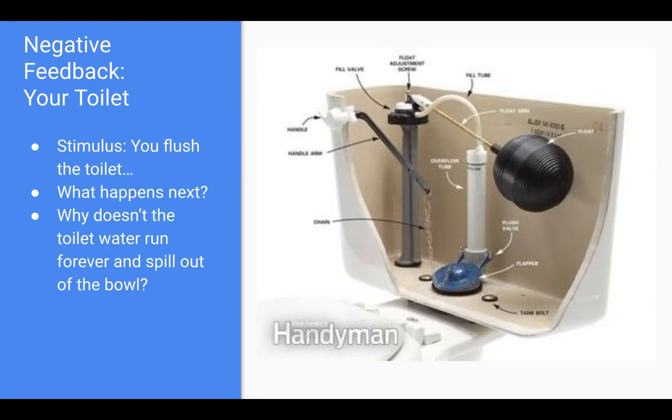Okay, so how can I relate this to real life? Negative feedback loops in the body are kind of like flushing a toilet, okay? So here's the stimulus. You flush the toilet. What happens next? Well, you want your toilet to be ready for the next flush, right? So the toilet has to go through a series of steps until the initial stimulus is gone. And why doesn't the toilet just completely overflow every time you flush it and the water turns on?